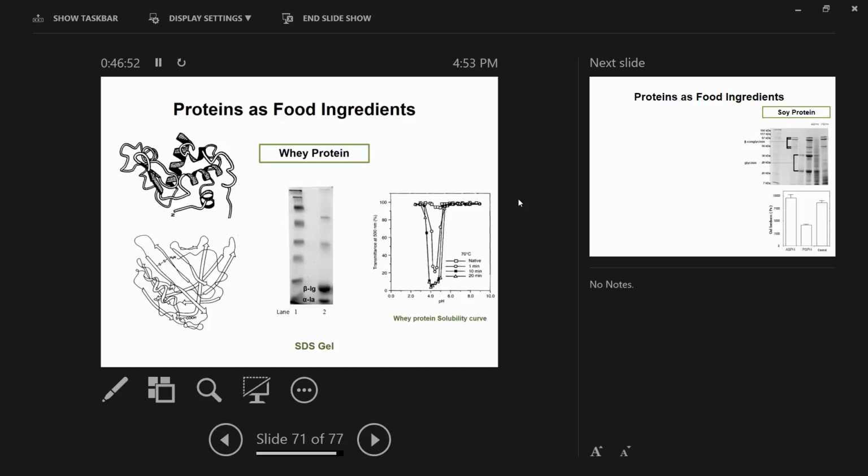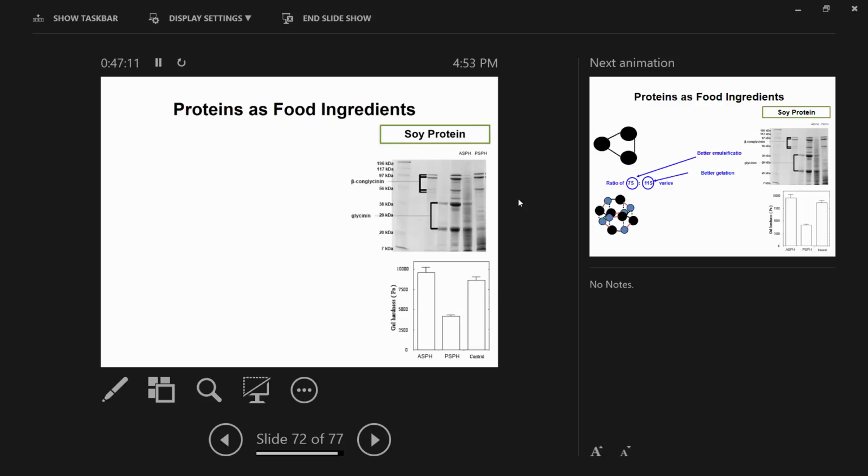Okay. Yes, if you get to do this, then you will notice this is the typical solubility curve that you will notice if your sample is whey protein. Questions? Okay.